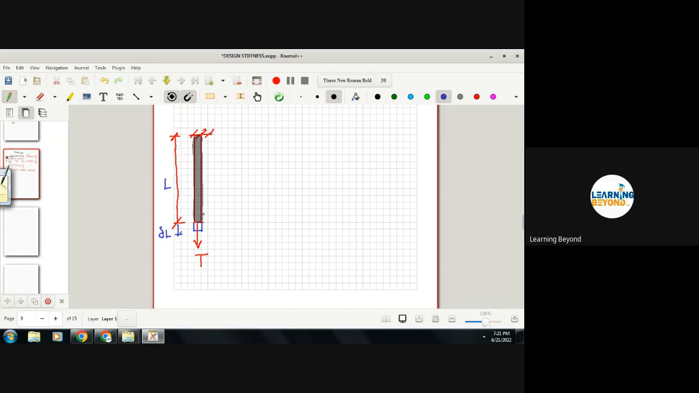And what else will be there? So it will elongate. That is the first observation. What will be the second observation? What will happen inside this material? Diameter will reduce. Yes, diameter will reduce. Okay, fine. What else will happen due to this?